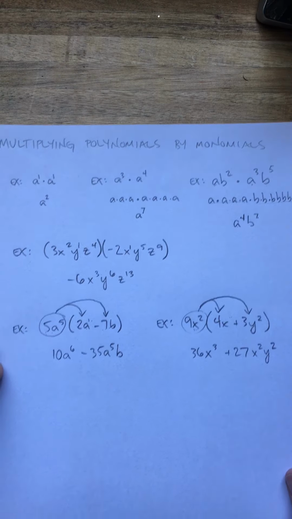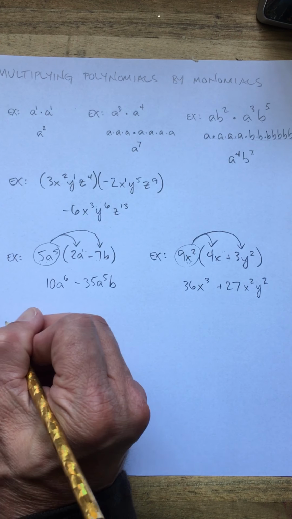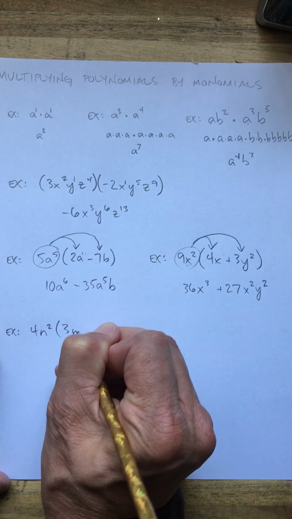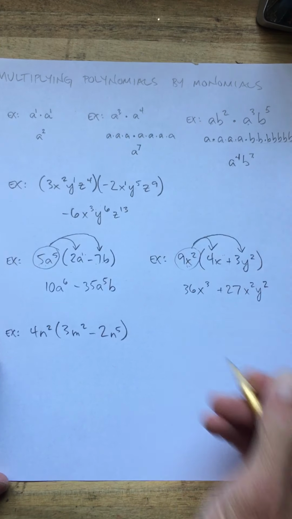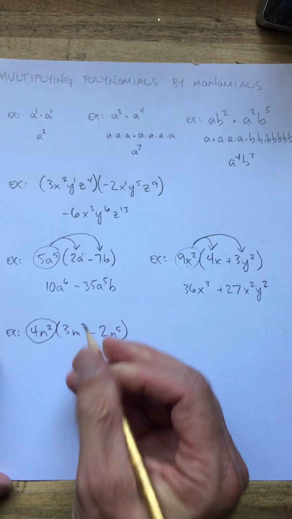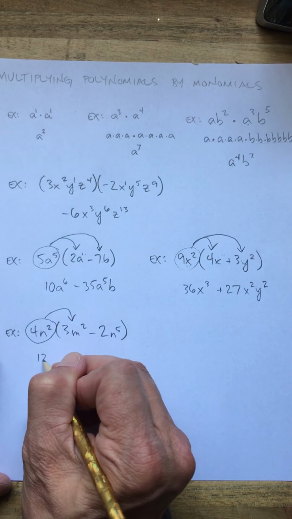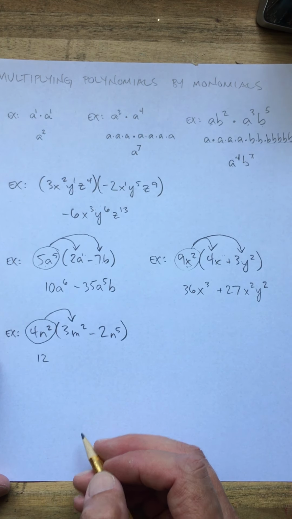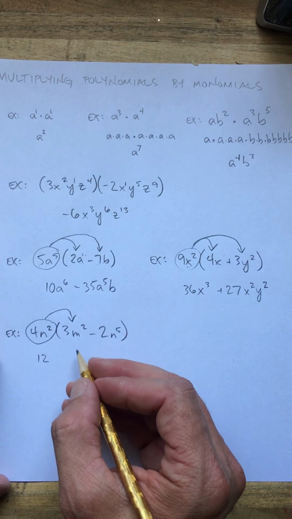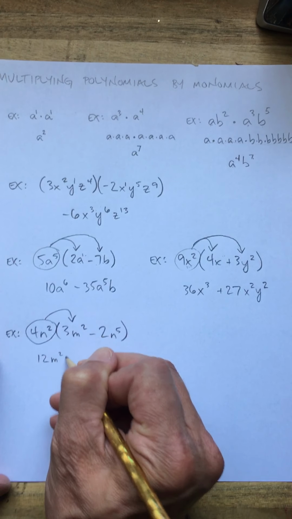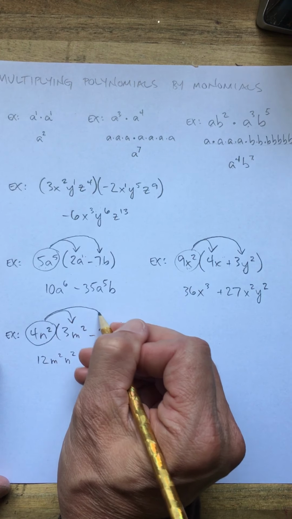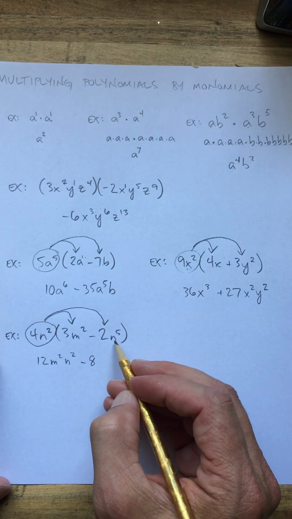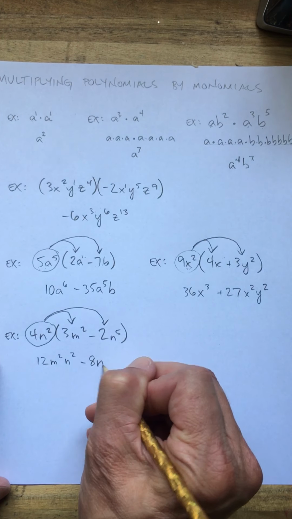All right, let's try one more here. 4n squared times 3m squared minus 2n to the fifth. Okay, same thing. Multiply that guy to there. 4 times 3 is 12. N squared times m squared, they're not the same. So don't put them together. I like to put them in alphabetical order, so m goes first. So m squared, then the n squared. Now multiply this guy by that. 4 times negative 2 is negative 8. N squared times n to the fifth, add 2 and 5, that's 7, so n to the seventh.